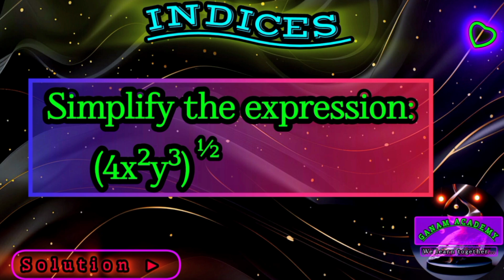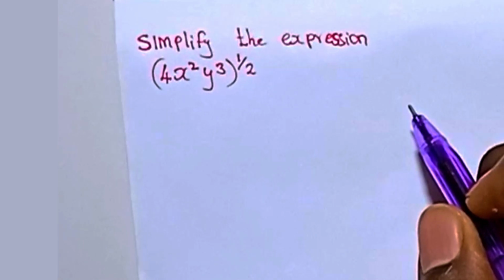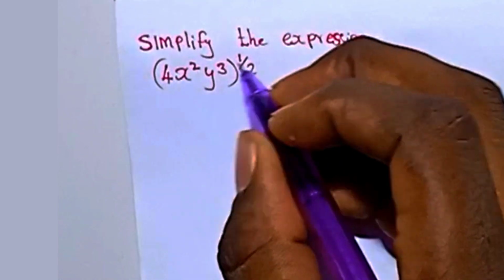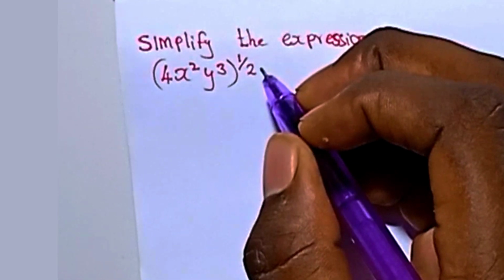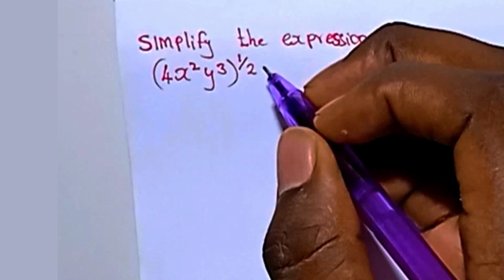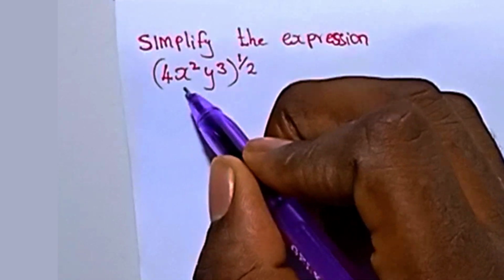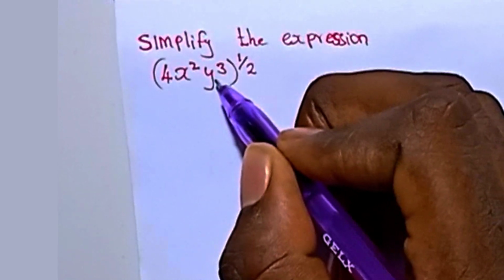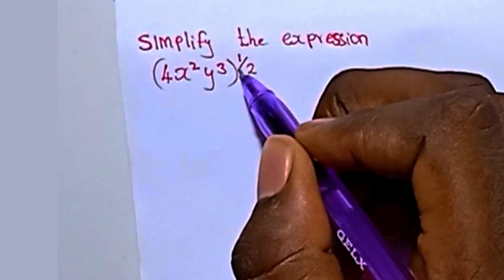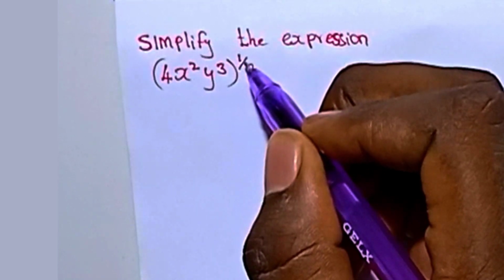Today we are tackling something that confuses a lot of students, that is fractional indices. So we'll break it down step by step with this question right here. We have 4x squared y cubed, the whole of this expression raised to a half.